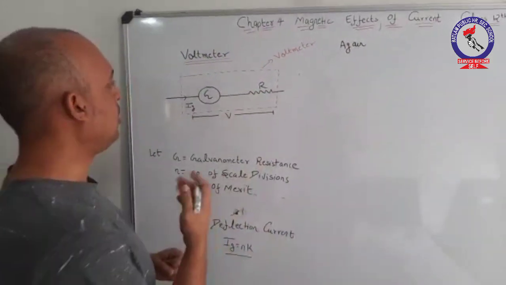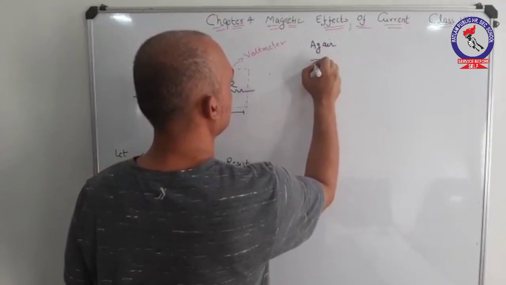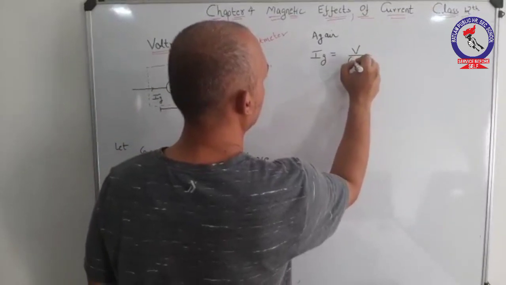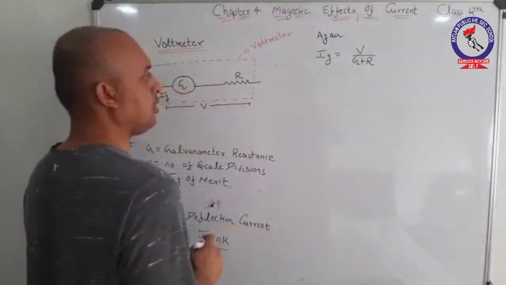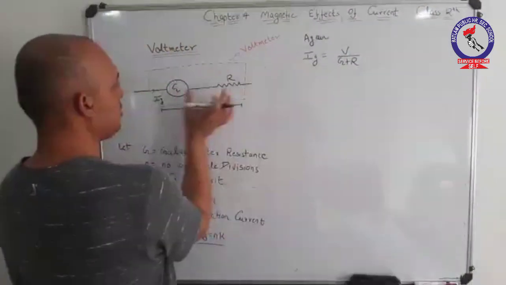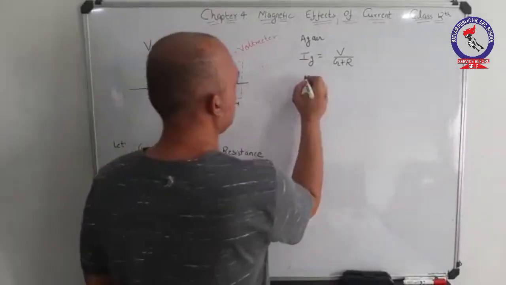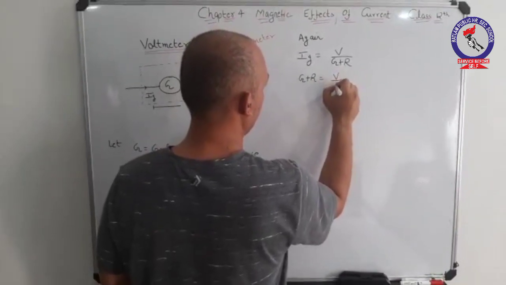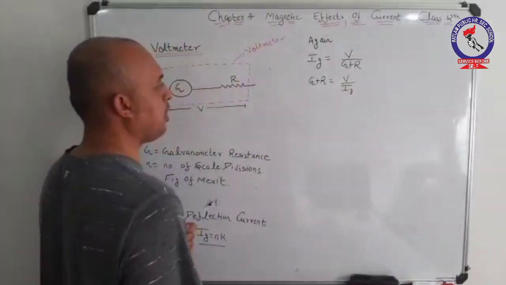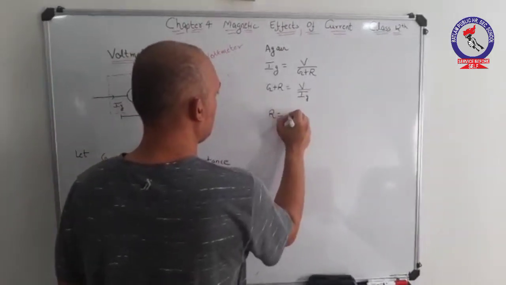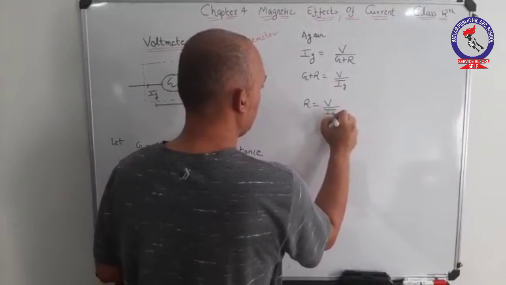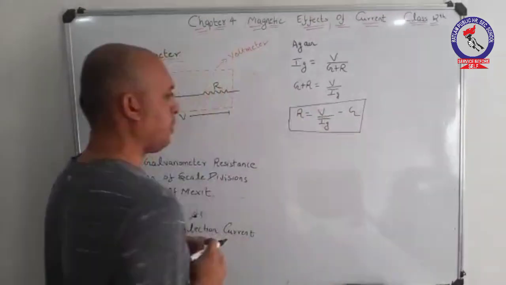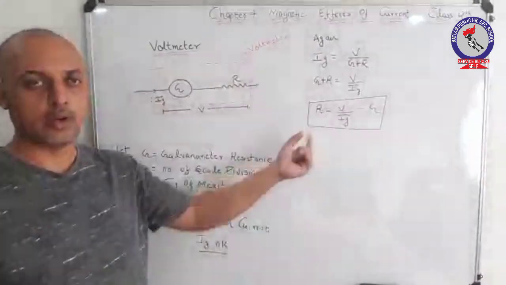from the given circuit, the magnitude of current Ig can be written as V upon G plus R. Simplifying this expression, as G plus R represents the net resistance of this voltmeter, G plus R is equal to V upon Ig, so R equals V upon Ig minus G. In this way, the magnitude of this high resistance can be calculated.